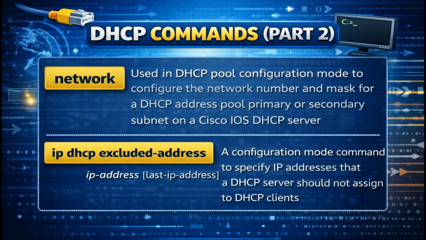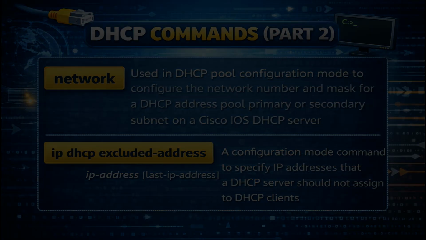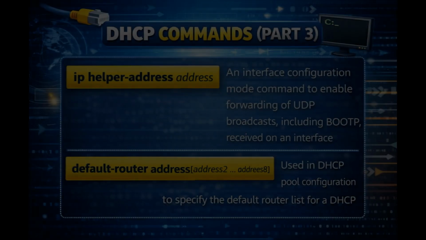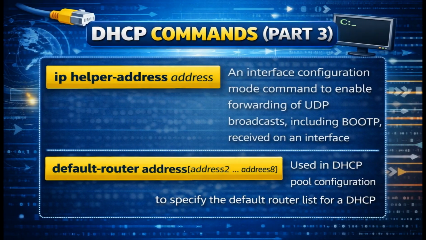Next command, IP DHCP excluded-address, followed by the IP address or range of IP addresses. This command is used in global configuration mode. It specifies the IP addresses that the DHCP server should not assign to clients. These excluded addresses are usually reserved for routers, servers, printers, or other important devices that require static IP addresses. These two commands are very important when configuring a DHCP server on a Cisco router. Now, let's move to the final two important DHCP commands.